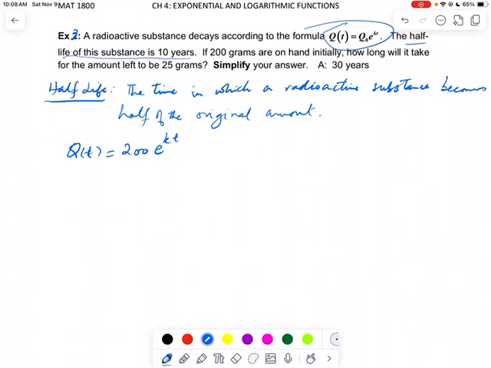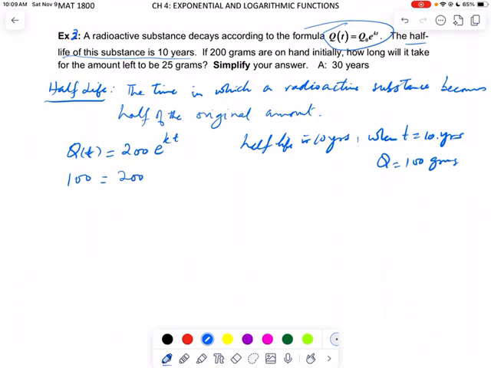Now we know that the half-life is 10 years. So what does that mean? It means when t is equal to 10, q is 100. That's what it means. So when t is equal to 10 years, Q will be equal to 100 grams. So we plug in. So 100 is equal to 200 e to the 10k. Is that clear? 10k or k10, right? It's because the k will stay, the 10 goes in for t. So actually it becomes k times 10, which is same as 10 times k.